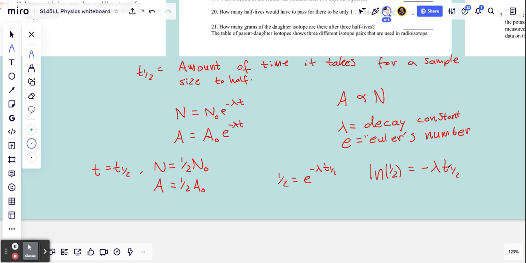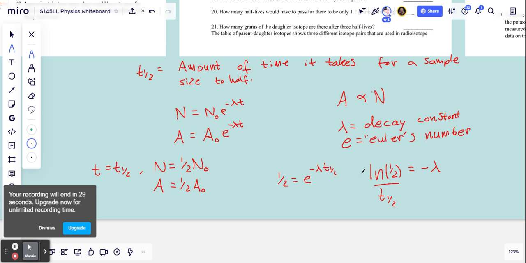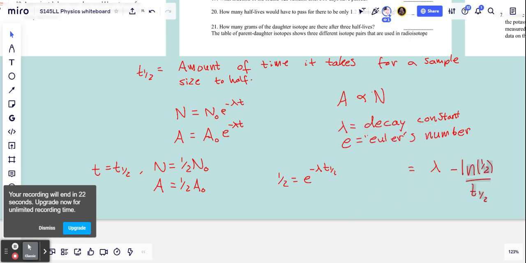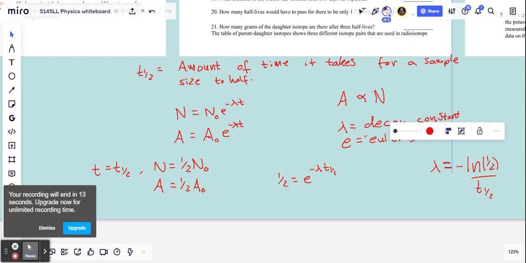And so now you can rearrange that equation by dividing both sides by t half, and also by minusing it. And you can see, therefore, that lambda, the decay constant, is equal to minus the natural log of a half divided by the half-life. Okay.